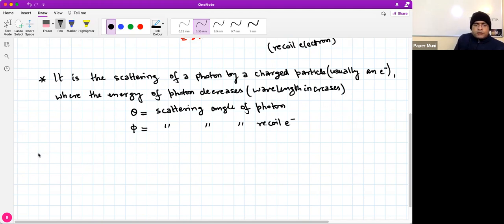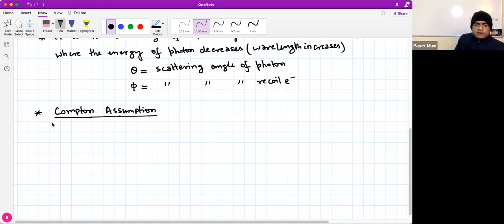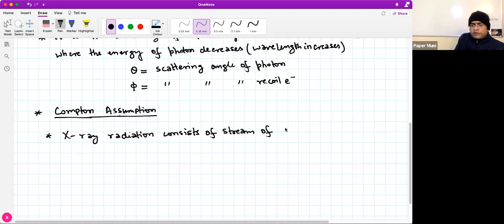Now, what did Compton assume? Compton made some assumptions, and that is important. Assumptions are made to make sure that the physical conditions are satisfied. So he assumed that the X-ray radiation consists of a stream of photons.